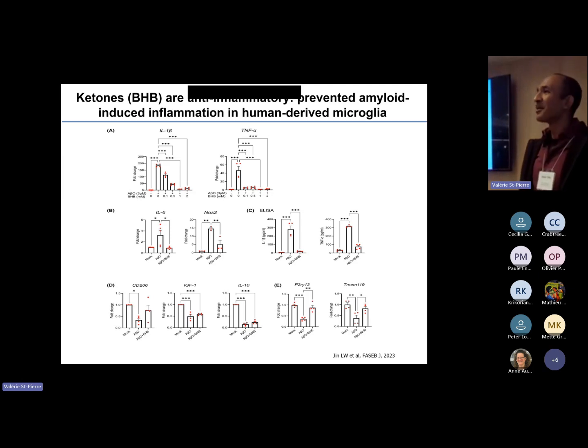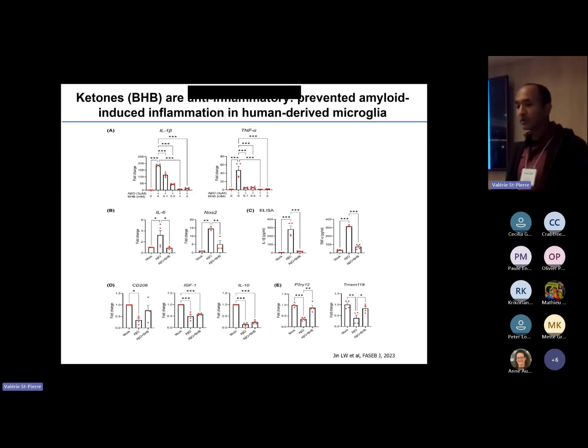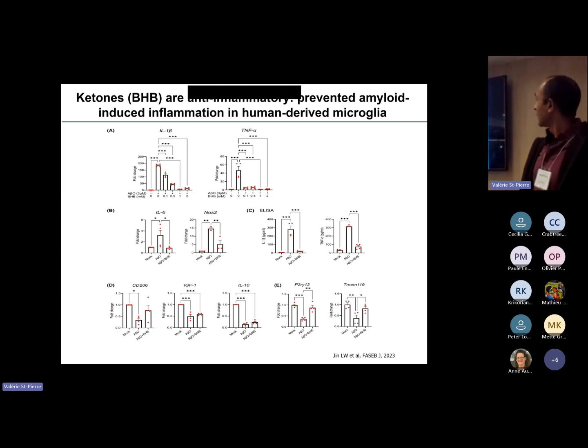This is another paper that just came out about a year ago, from UC Davis, Liu Wei Jin's lab, showing that if you add beta amyloid on human-derived microglia, and you add beta hydroxybutyrate with the beta amyloid, you prevent markers of inflammation. So IL-1 beta, TNF alpha, both at the transcriptional level and the protein level.